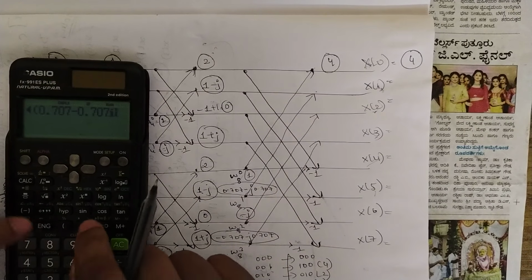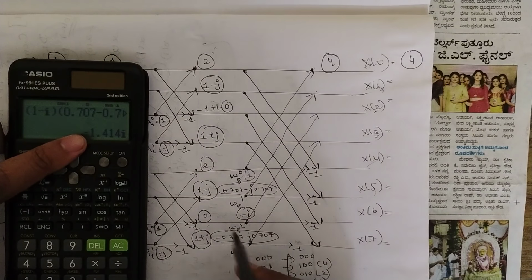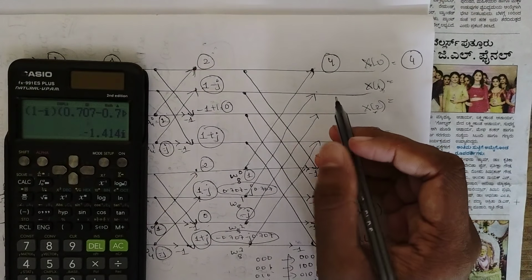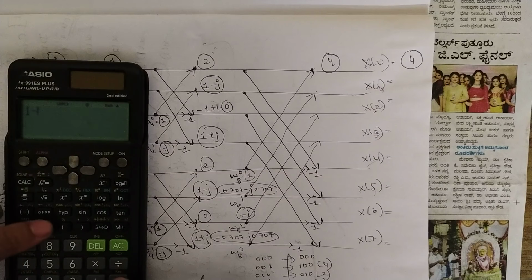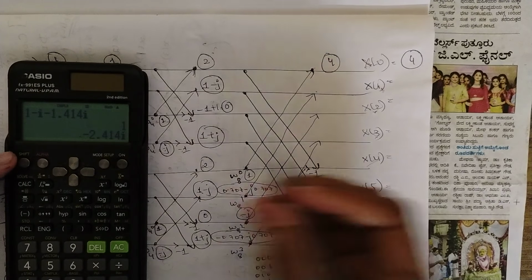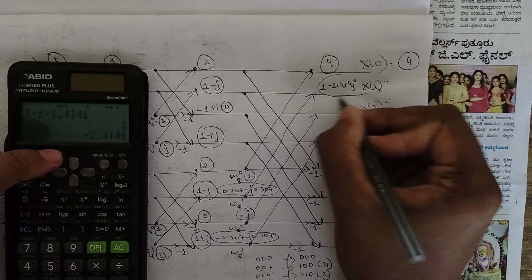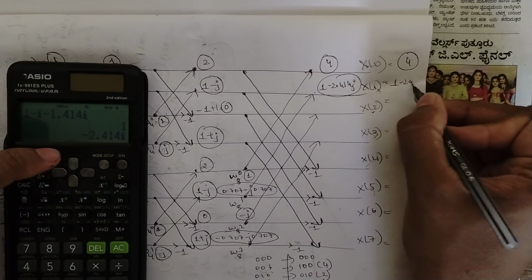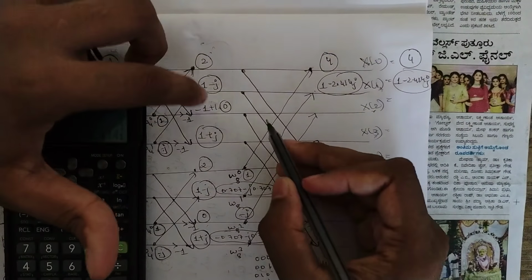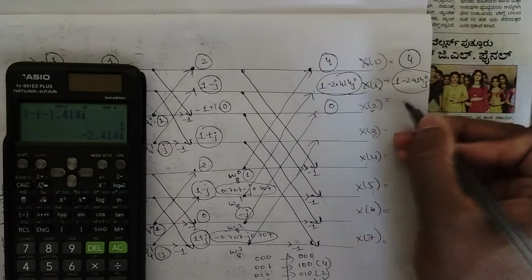0.707 j. If we multiply this, we will be getting minus 1.414 j. Along with that, we have here 1 minus j, right? That is 1 minus j minus 1.414 j. That is equal to 1 minus 2.414 j. Okay, hope this is clear how I got this. This is the second value. Similarly, third value, here we have 0 and 0 into minus j is 0, so third value is 0.